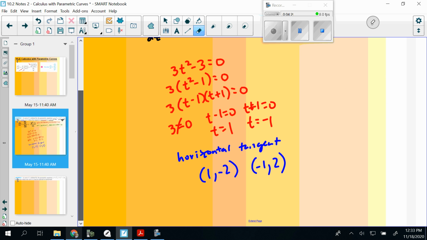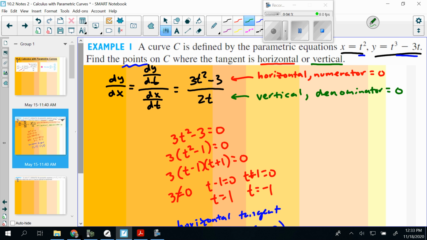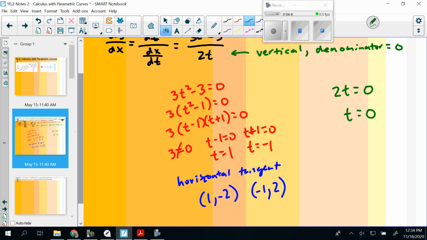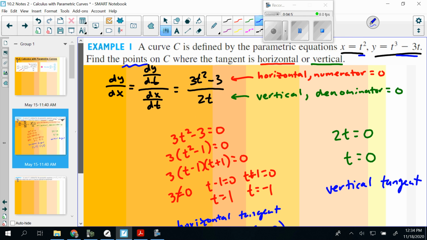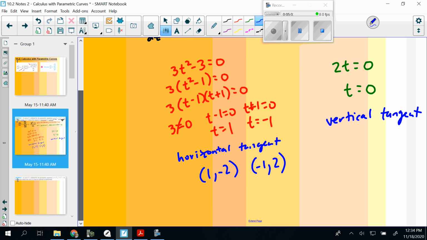Now let's look at where you would have the vertical ones. So now we're setting the denominator equal to 0, which is at t equals 0. The place where we have the vertical tangent is what we get when we plug in 0. If you plug in 0 for x, that is 0. The other one is also 0. So our point for the vertical tangent would be (0, 0).